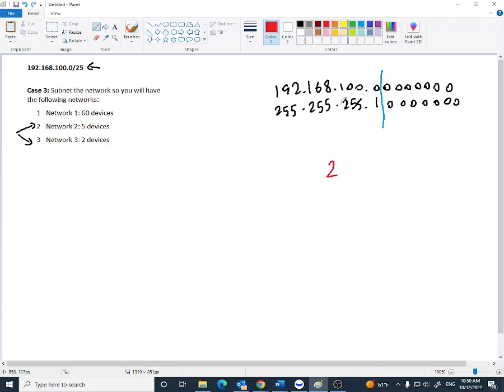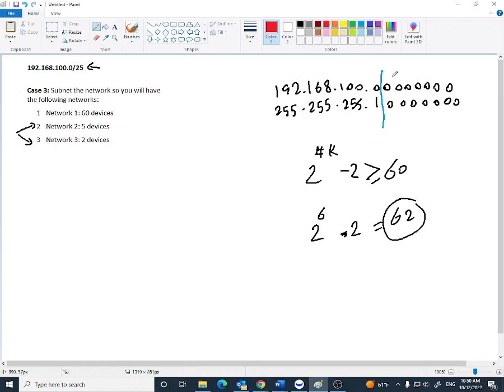Remember, the equation is 2 to the power of the number of bits that we have to keep, minus 2, should be greater or equal to 60. If you keep 4 it is not enough, 5 is not enough, 6 will be enough. 2 to the power of 5 is 32, minus 2 is 30, so that's not acceptable. But 2 to the power of 6 is 64, minus 2 is 62, and 62 is greater than 60. So we need to keep 6 bits here.